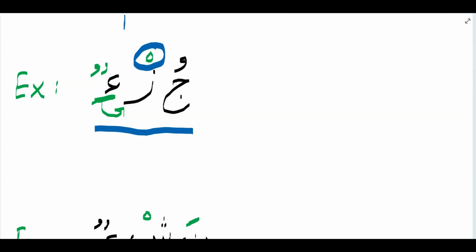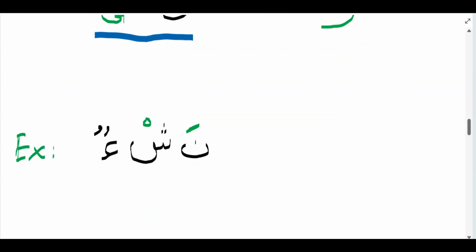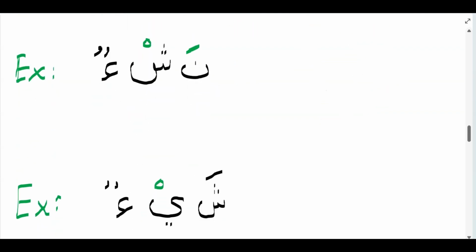But let's put the letters together so it's correct. The Jim is connected to the Zay, Juz, and the Hamza is on the line, and you can put the Tanween and Dhamma like this, Juz on. Okay, I hope that's clear enough. Now, just a few more examples.